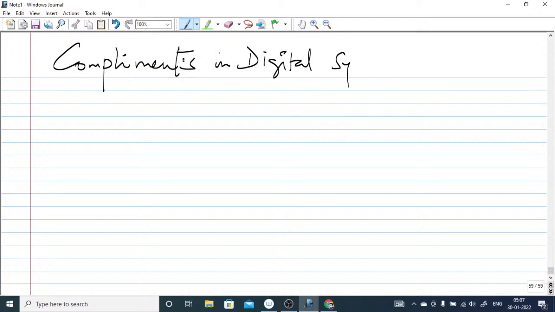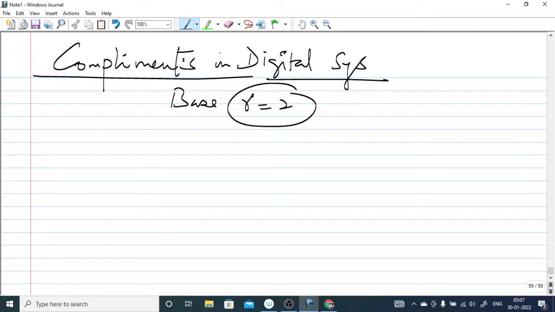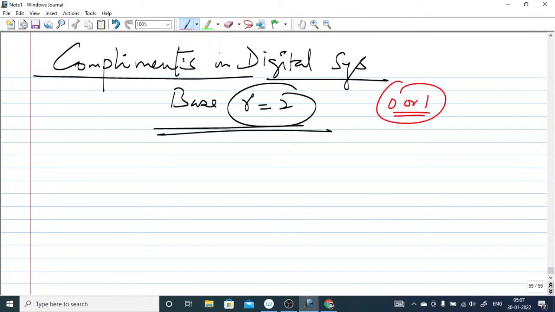Right. So the very important complements which will be asked in your GATE examination are the 2's complement and 1's complement, right? And they are basically used in the digital system, right? So complements in the digital system, which we use always, or which the computer understands, right? Now we will talk about what your computer also performs. So the base is going to be 2, the binary complement. The symbols will be 0 or 1, that's it.